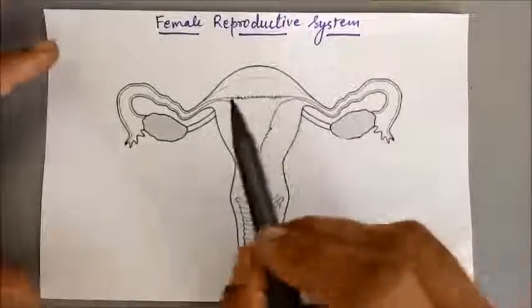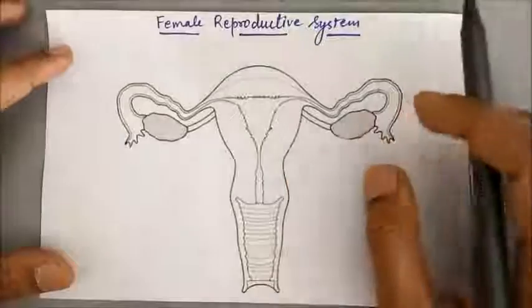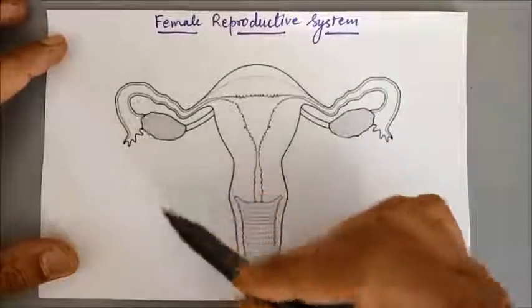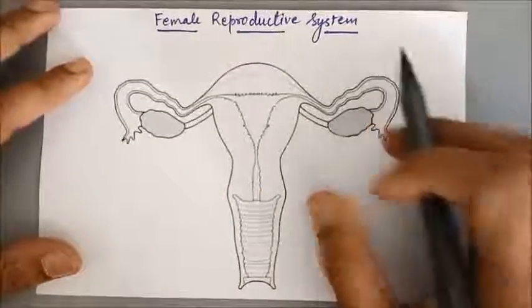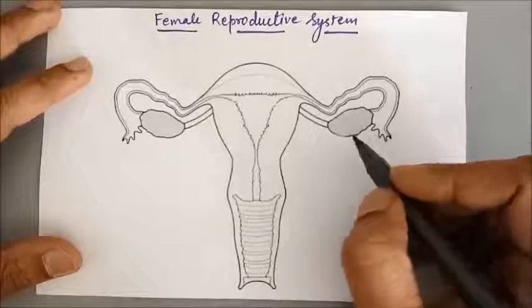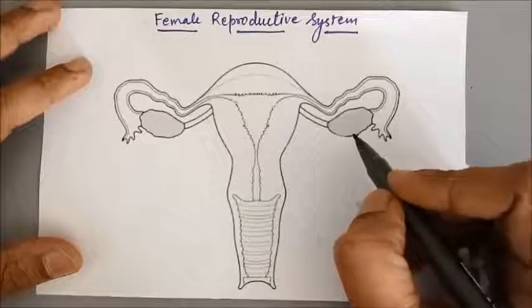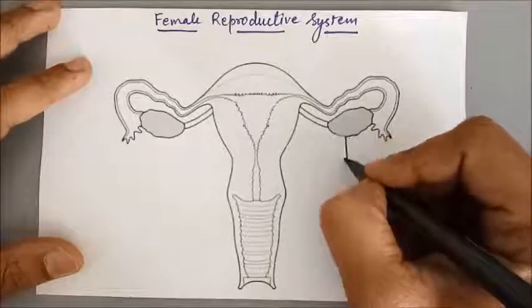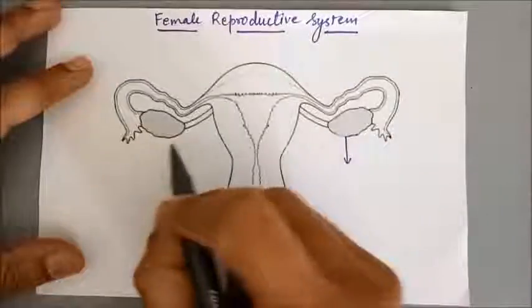Hello everyone. Today we are going to discuss the female reproductive system. You can see that the diagram is shown over here. Now this part is the main important organ of the female reproductive system. These are ovaries, a pair of ovaries.